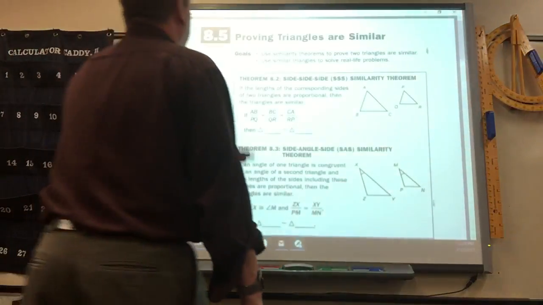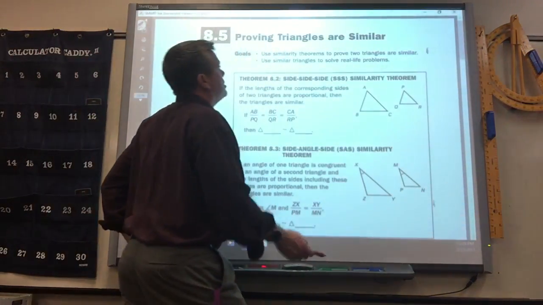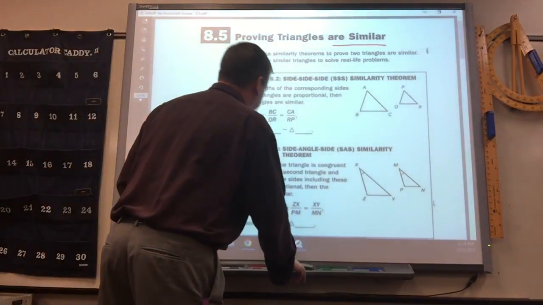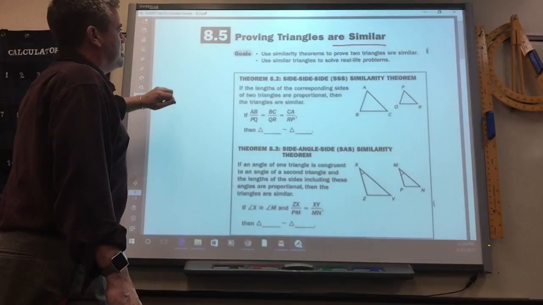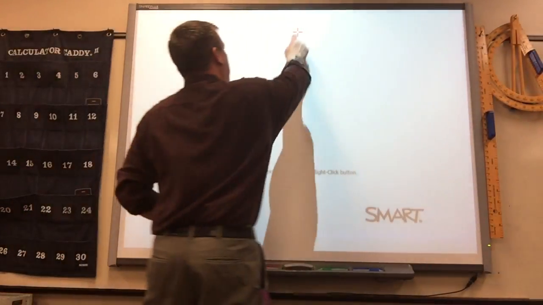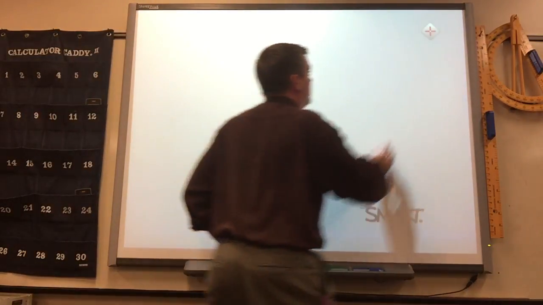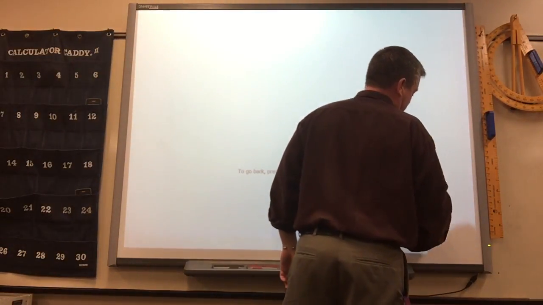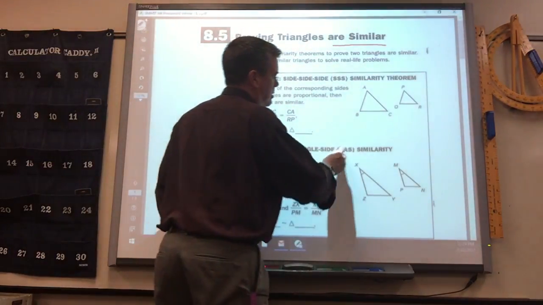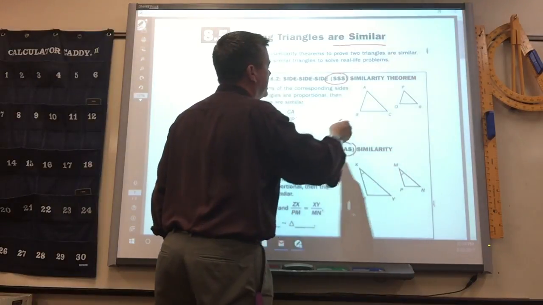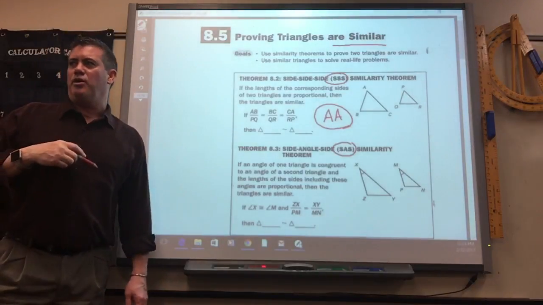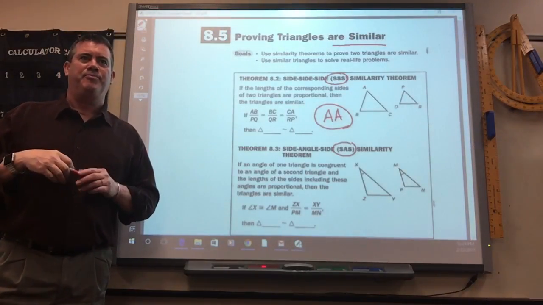All right, this one, proving triangles are similar. It's the same type of deal as when we proved triangles were congruent using SSS, SAS, ASA. The difference now is it's for similarity. So there are two that work, added to, remember, if two angles are congruent, then both triangles have to be similar.